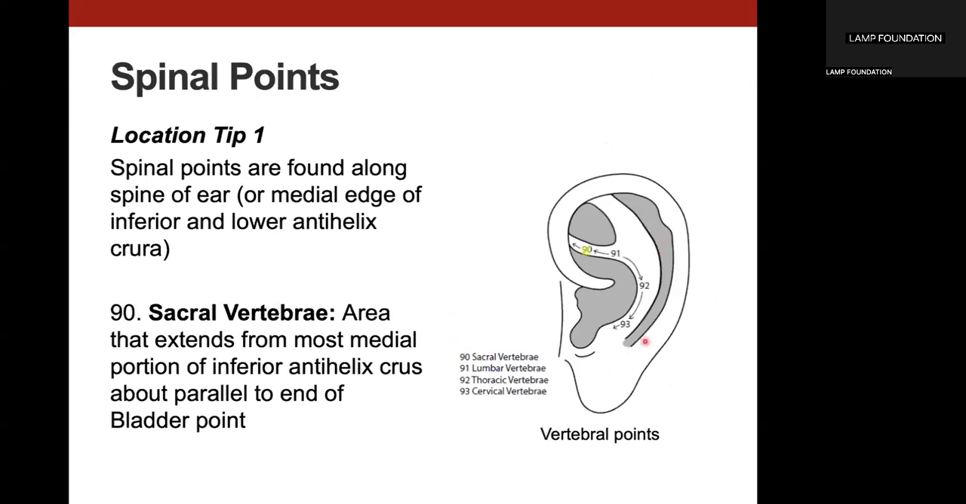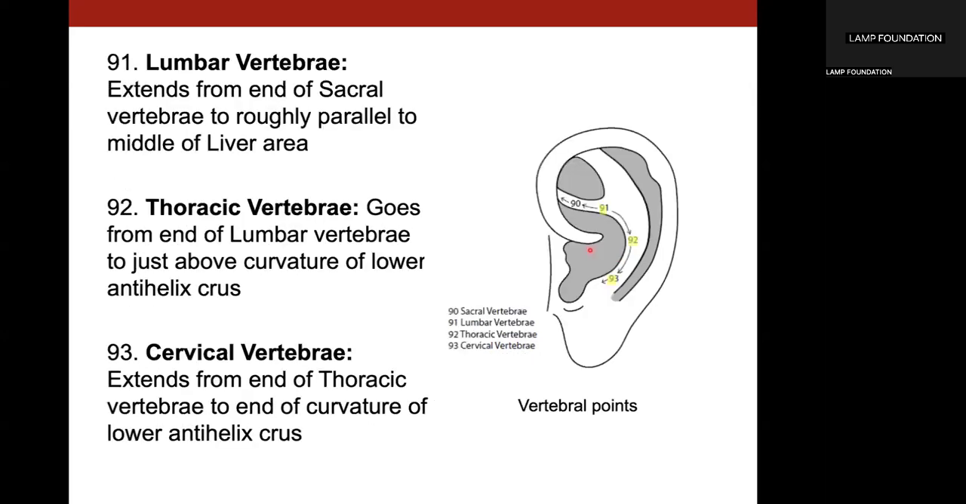Now let's go to the spinal points. The spinal points are found along the spine of the ear. So this is the spine of the ear, or the medial edge of inferior and lower antihelix Crura. Number 90 is the sacral vertebrae, area that extends from the most medial portion of the inferior antihelix Crus about parallel to end of the bladder point.